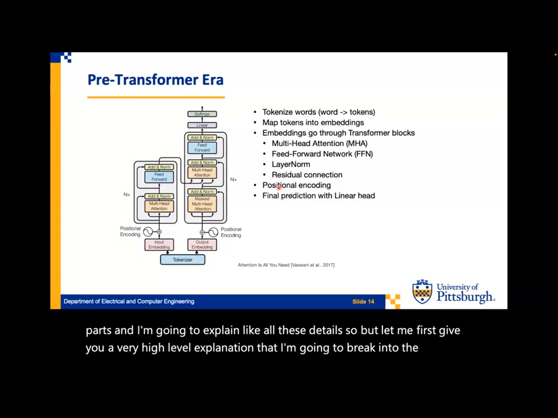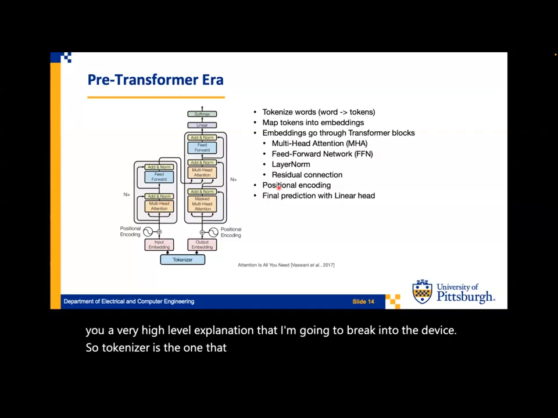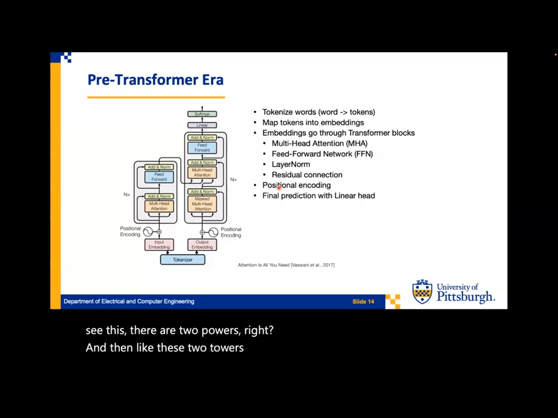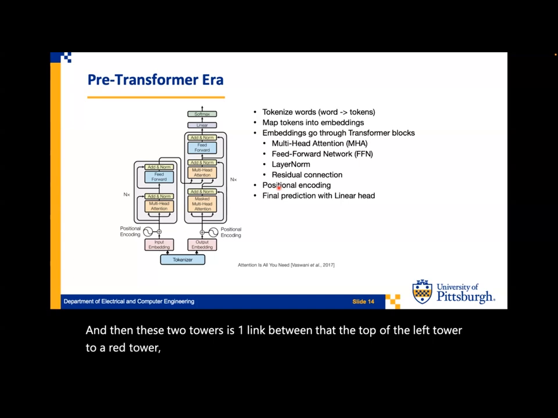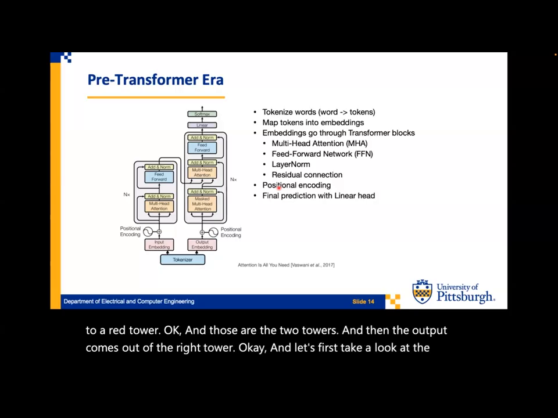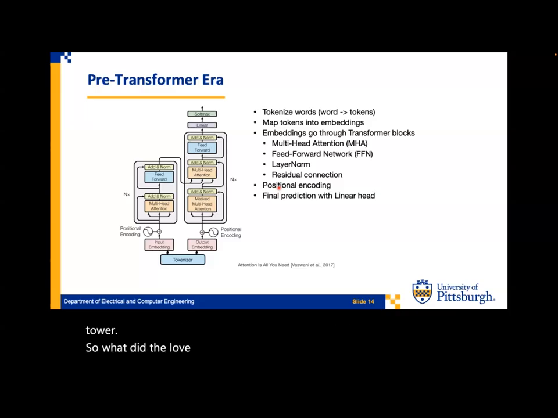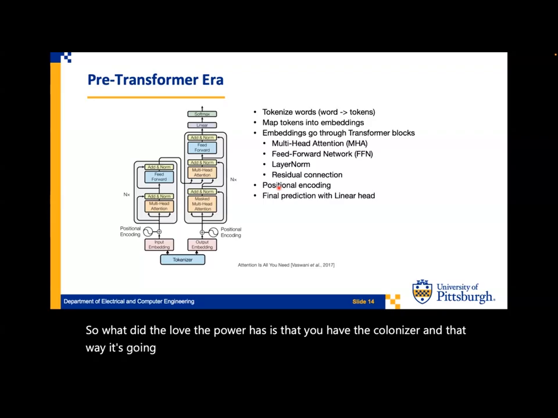The tokenizer is where you feed the inputs. And then you see there are two towers, right? There's one link between the top of the left tower to the right tower, and the output comes out of the right tower. Let's first take a look at the left tower. What the left tower has is the tokenizer, which generates the tokens that are going to be used to generate the embedding. Again, I'm going to explain what that is.